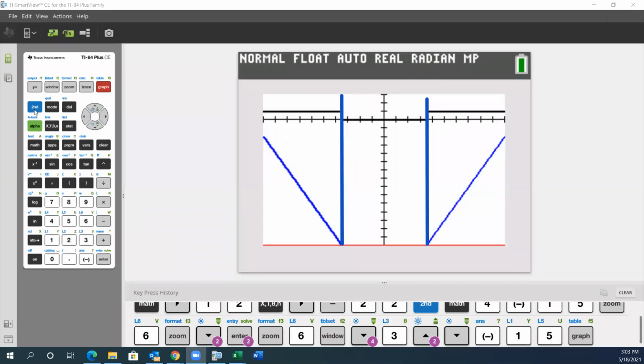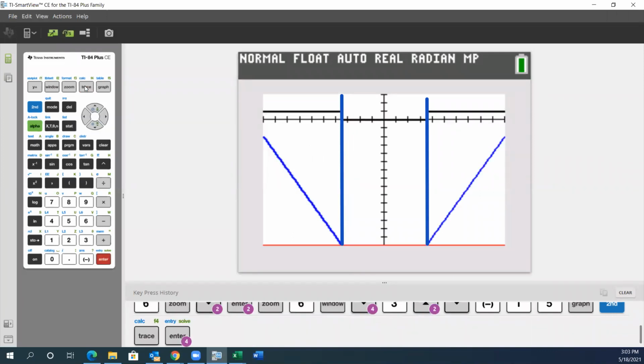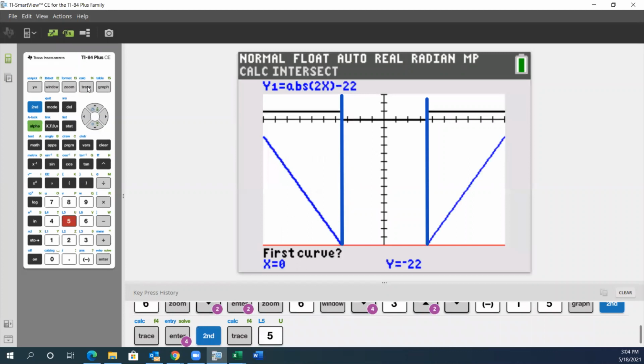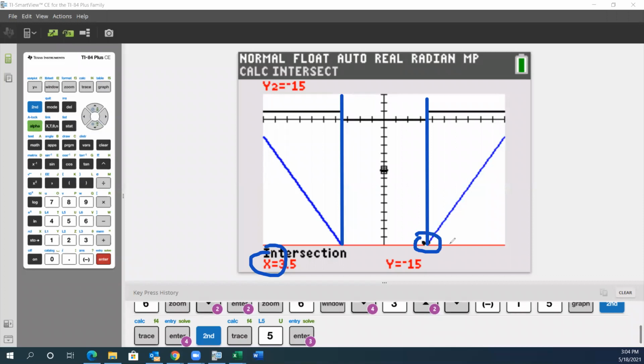So I'll do second trace 5, enter, enter, enter, and nothing happened. That was weird. Let me try it again. Second trace 5. Oh, I didn't hit the 5. Enter, enter, enter. Okay, so one of the intersection points is going to be 3.5, and that's the one over here on the right. So from 3.5 to infinity and beyond.